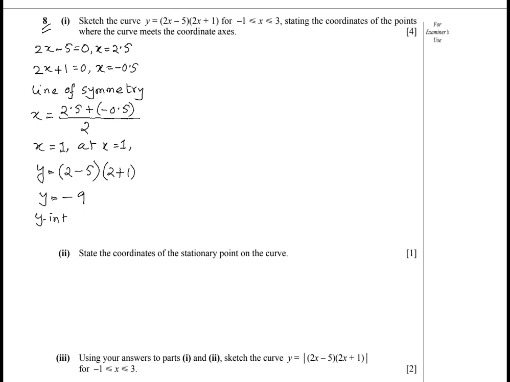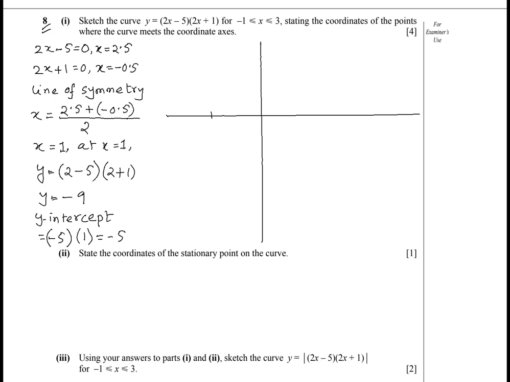Now let's find the y-intercept of the curve. At the y-intercept, x equals 0. So substituting x equals 0, we get minus 5 times 1 equals minus 5. Now we have every coordinate and every piece of information in our hand. So now let's draw the y-axis. Now I need to draw the x-axis, so let me draw it.